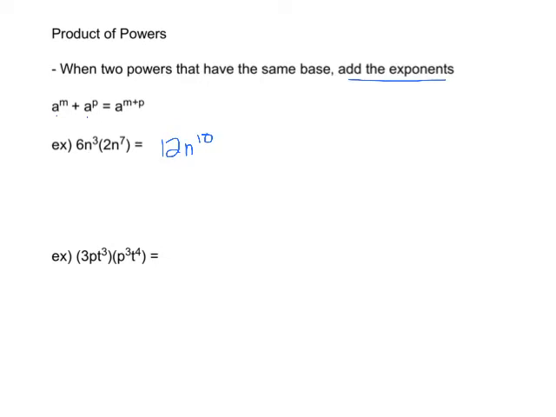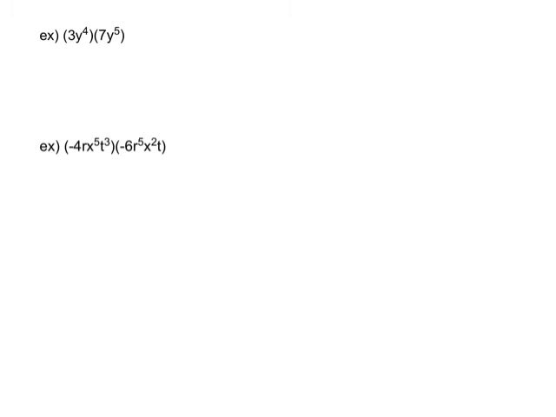Go ahead and look at the next example. So the first thing I'm going to do is I have 3 times 1, so I just have 3. I'm going to add my exponents, so p to the first power, because any variable by itself always has an understood coefficient of 1. So 1 plus 3 is 4. So I have p to the fourth, and then t to the third and t to the fourth become t to the seventh power. So I added my exponents. Go ahead and pause the video and try the next two examples on your own.